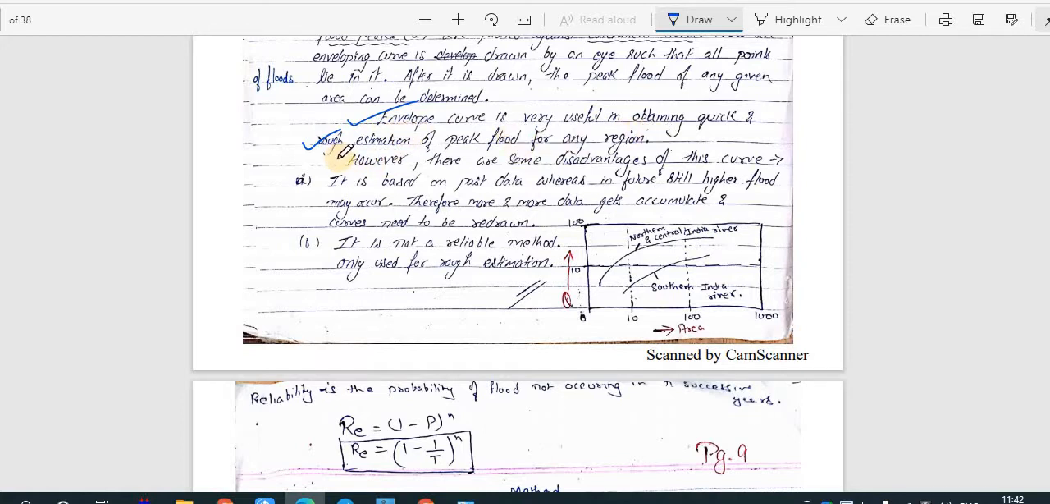However, there are some disadvantages of this curve. It is based on past data, obviously, because we are collecting the past data, so it is totally based on that. You never know in future what may occur. Therefore, as more and more data gets accumulated, the curves need to be redrawn. Okay, it is not a reliable method, only used for rough estimation. This method is not very accurate, therefore it is generally used for rough estimation, not for design purposes.